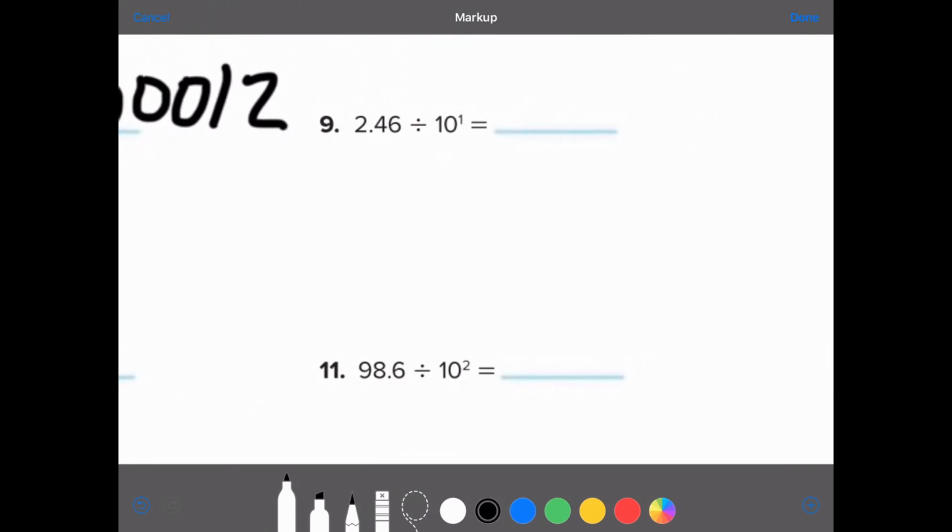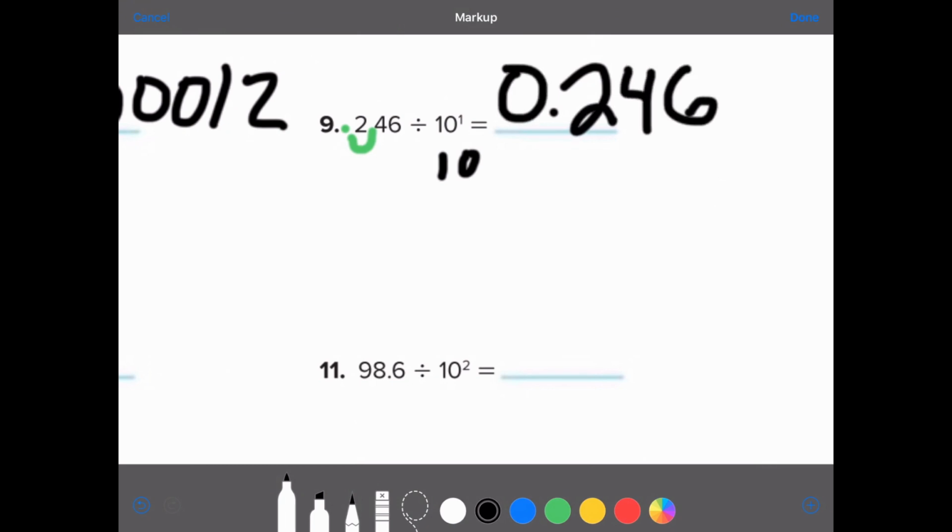Number 9, we only have 10 to the first power. Now they're trying to trick you here and throw you off. 10 to the first power is just like saying, well, it's just 10. And we only move 1 place value. So that decimal is division, so we're just moving 1 spot. So it's going to be 0.246, and we're going to put a 0 at the front as our placeholder.